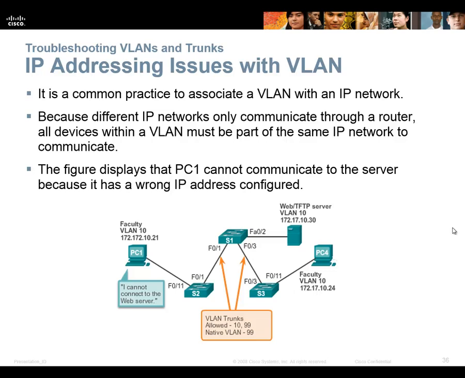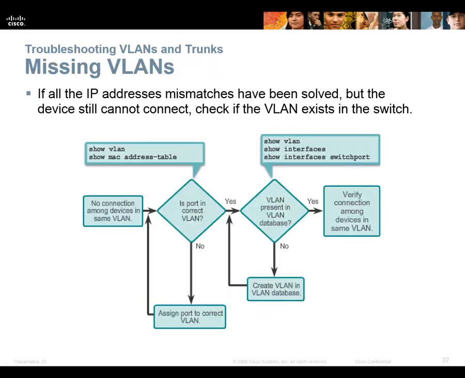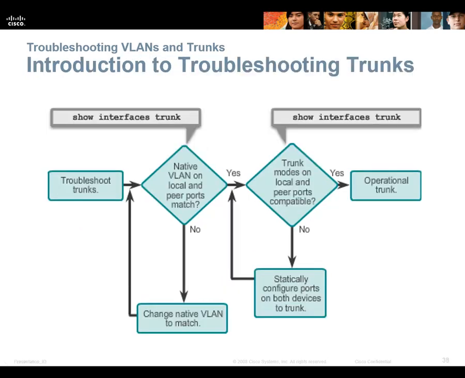In their example here, the figure displays that PC1 cannot communicate with the server because it has the wrong IP address. If you're having trouble connecting and you know all the IP address mismatches have been solved, but you still can't connect, check to see that the VLANs exist on each of the switches. So here the way they're doing that is with show interface trunk to make sure the trunks are communicating.